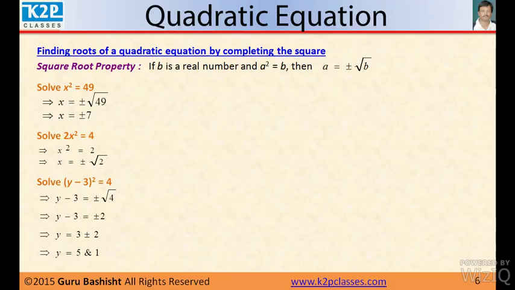y minus 3 whole square equal to 4. So y minus 3 equal to plus minus 2. So y equal to 3 plus minus 2. So y equal to either 5 or 1.